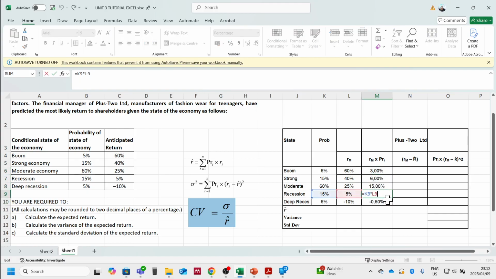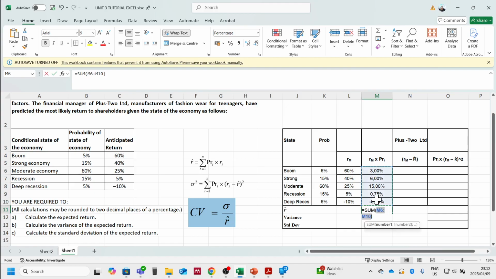And then we can perform this for the rest, which tells us that under strong, we can expect an average of 6%. So that's 15 multiplied by 40. And then under the moderate, we can expect 60 multiplied by 25, giving us an average of 25%. Overall, the expected return will be the sum of all of these expected returns per state of the economy. So we sum them up, which gives us a total expected return of 24.25%.